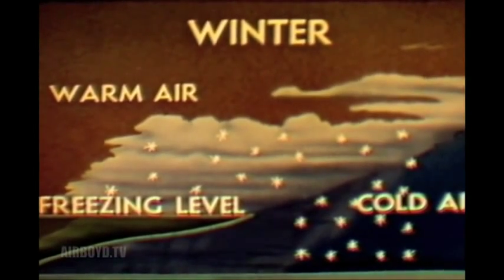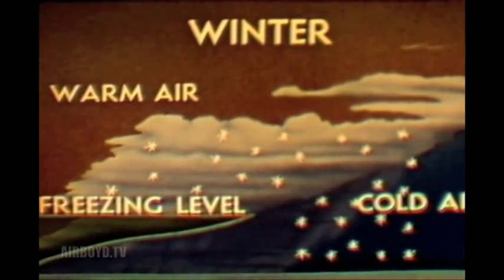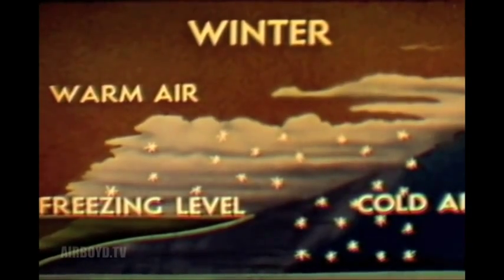In the area where the temperatures in the cold air and the warm air above are both below freezing, snow will fall. For all practical purposes, that is the pattern of weather produced by the warm front during winter. However, many exceptions and variations to the general pattern will be encountered in your experience.